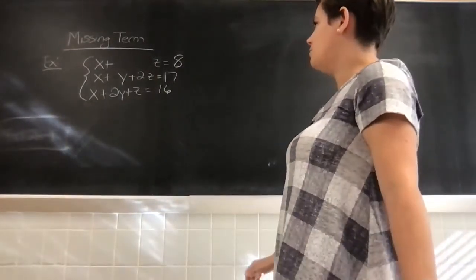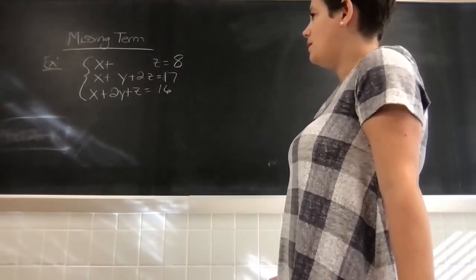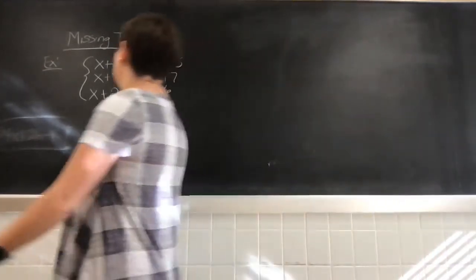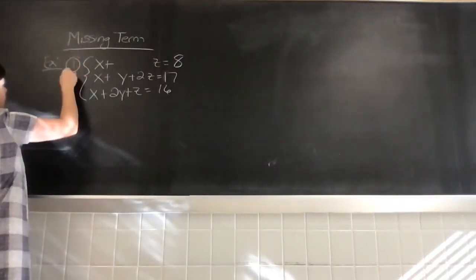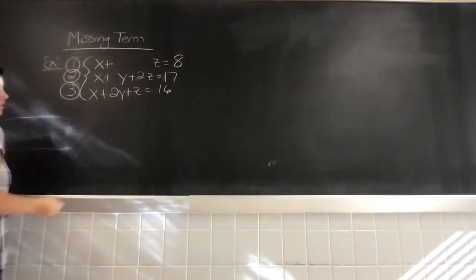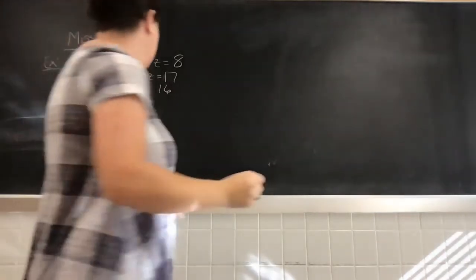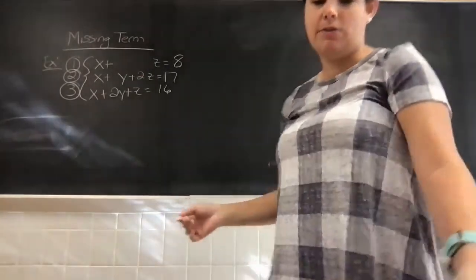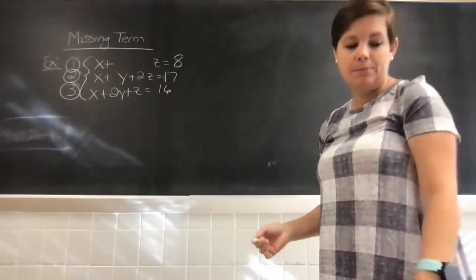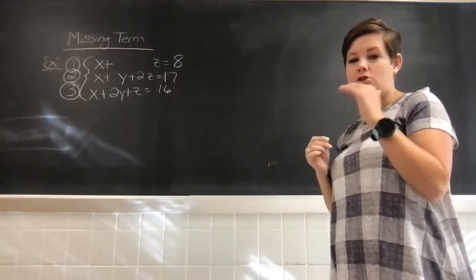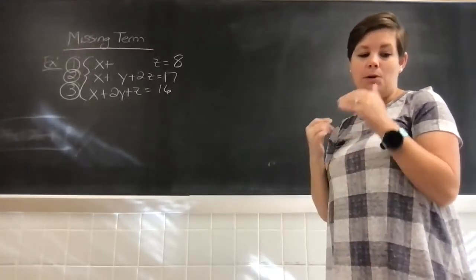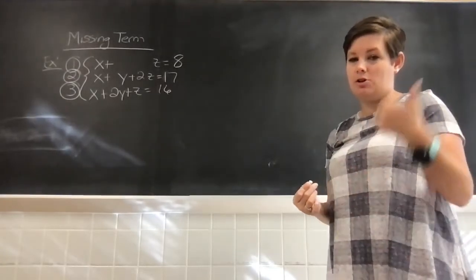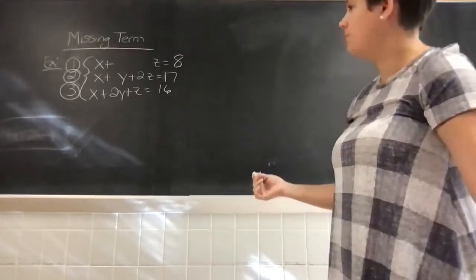We have x plus z equals 8, x plus y plus 2z equals 17, and x plus 2y plus z equals 16. Again, I'm going to label these 1, 2, 3. I call this a missing term because in our first equation, we don't have a y term. That's totally okay. You don't always have to have the same terms. But what that means is when I look at equations 2 and 3, I want to eliminate my y term so that I end up with my equation 4 being in terms of only x's and z's.